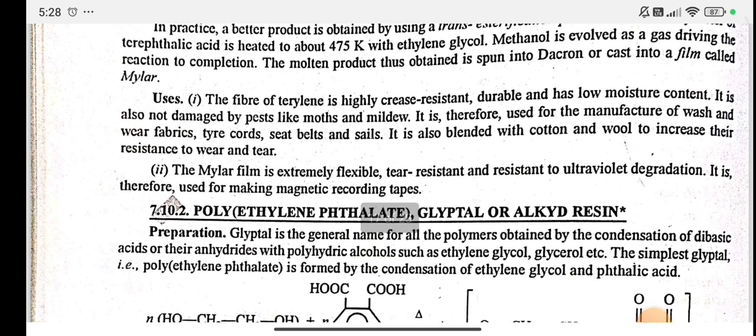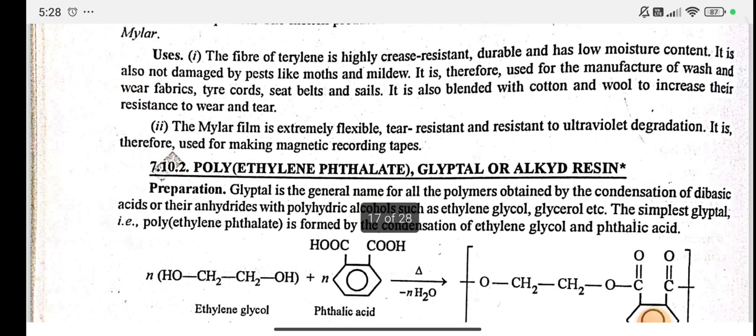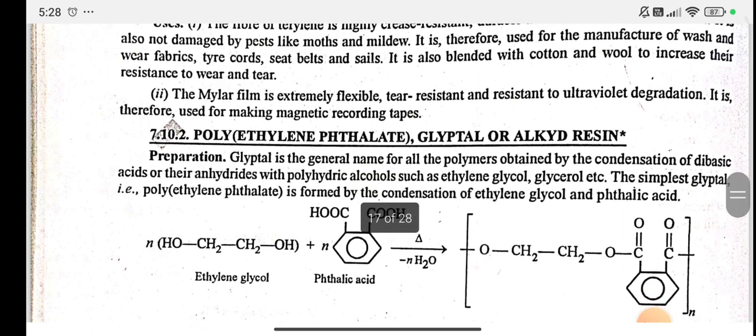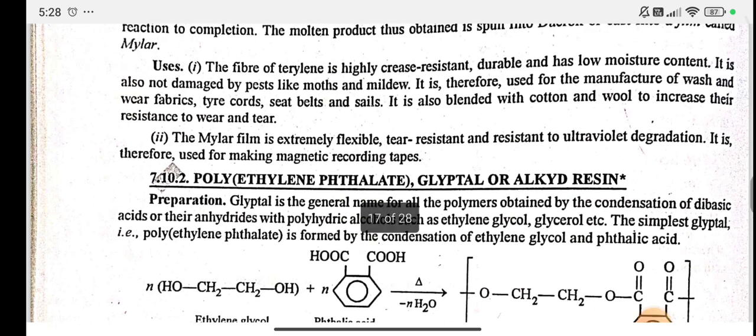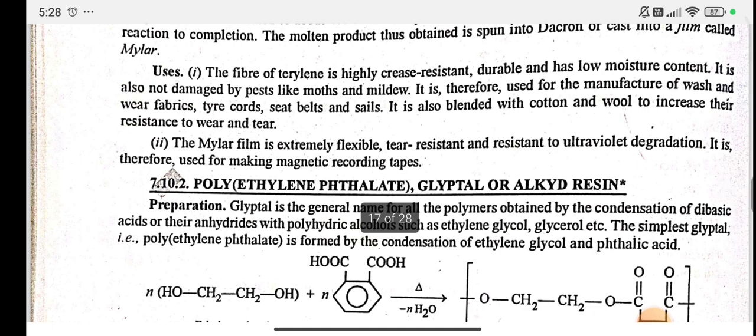Uses. The Mylar film is extremely flexible, tear resistant and resistant to UV degradation, therefore it is used in making magnetic recording tapes. Fiber of terylene is highly crease resistant, durable and has low moisture content. It is not damaged by pests like moth and mildew, and therefore is used in manufacture of wash and wear fabric, tire cords, seat belts, seals. Also blended with cotton and wool to increase their resistance to wear and tear.